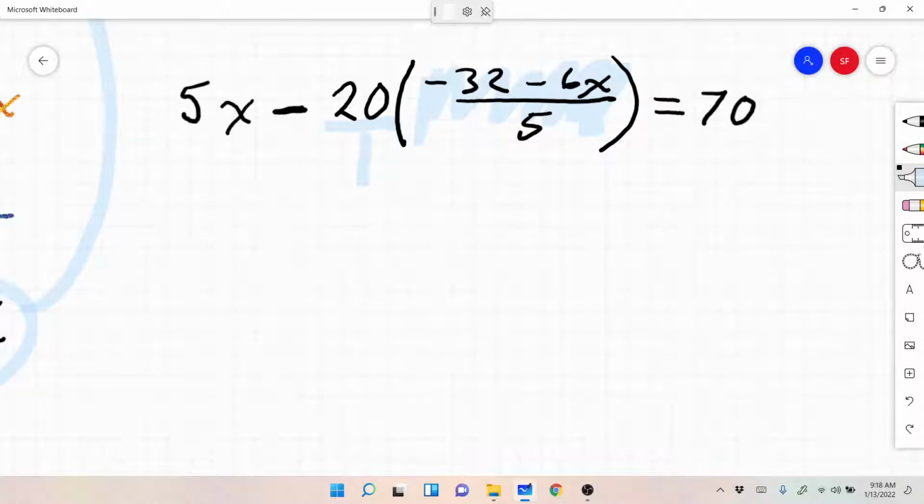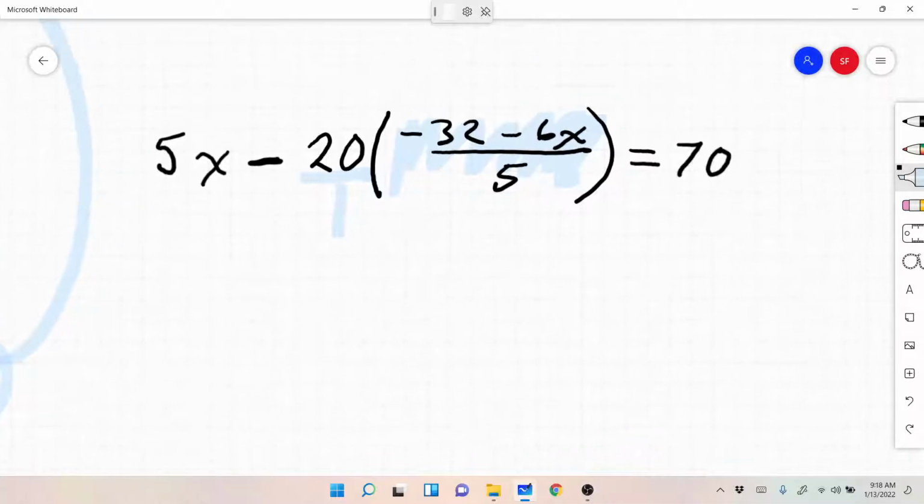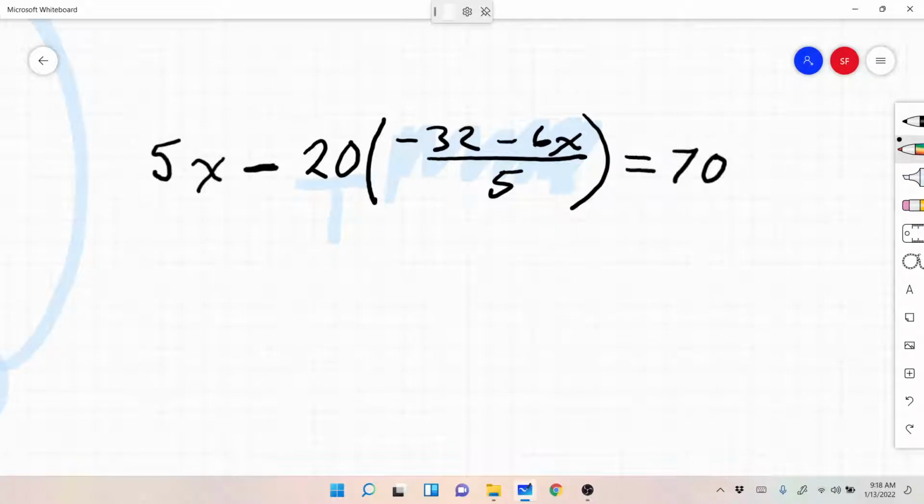Now, if you've never learned what I'm about to tell you, you should go to Ember Learning Lab's YouTube channel and look at the video on fractions, because pre-reducing might save your life. We can pre-reduce here because something goes into 20 and 5. What goes into both 20 and 5? 5. What's 20 divided by 5? 4. What's 5 divided by 5? 1.